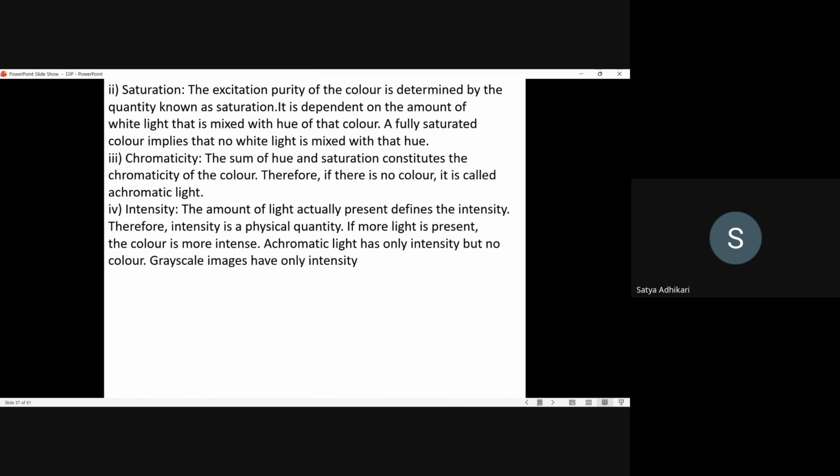So these are some terms. Then there is chromaticity. The sum of hue and saturation constitutes the chromaticity of the color. Therefore, if there is no color, it is called achromatic light.